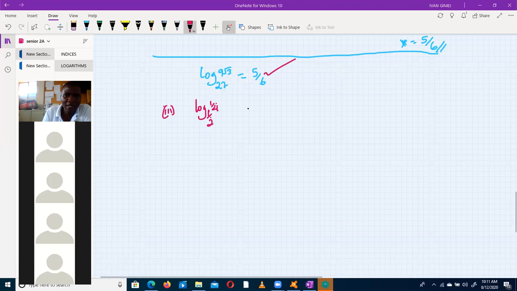So here we shall say, let log of a quarter base a half be the same as x. Now this would mean, if you learn the other conversion, that a half to the power x is equal to a quarter. Then our endeavor again is to make sure we have the same bases, expressing this in terms of the same bases.